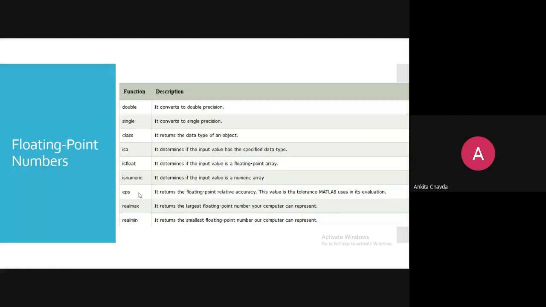EPS and all that we will use in our lab session, so I'll show you over there. For the accuracy, floating point relative accuracy. Real max and real min are the floating point maximum range and minimum range, that's what the computer can represent. It will show you that. So this is what we have about the data types.